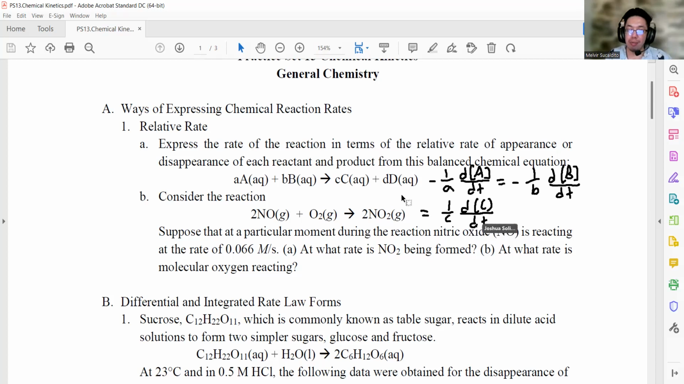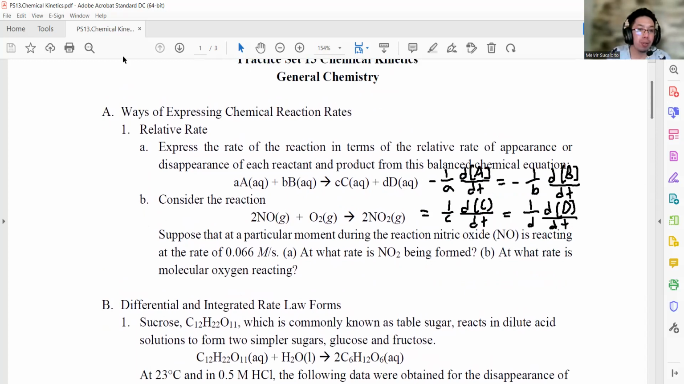While you're still writing, why do you have a negative sign for A and B? They disappear in the reaction, so the concentration is decreasing. For C and D, the positive sign denotes an increasing concentration. What can you say about the stoichiometric coefficient? It should be on the denominator. You take the inverse of the stoichiometric coefficient and multiply that to the rate of appearance and disappearance of your reaction. Okay, we're good there.